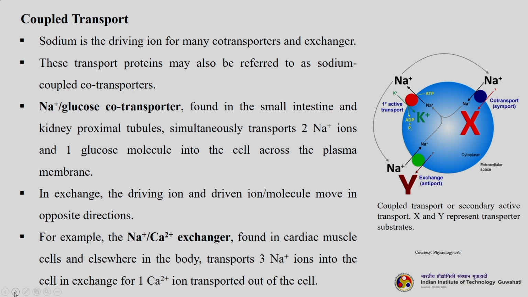Here you can see there is an X and Y. So, X and Y represent transporter substrates that are getting transported. An example is the sodium glucose co-transporter found in the small intestine and kidney proximal tubules, which simultaneously transports 2 sodium ions and 1 glucose molecule into the cell across the plasma membrane. So, this is how it happens. You can see how it is happening by different mechanisms. One is called antiport, another is called symport. This antiport and symport we will discuss at the fag end of today's lecture.